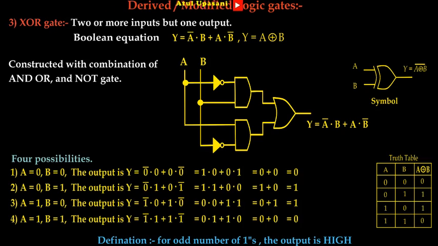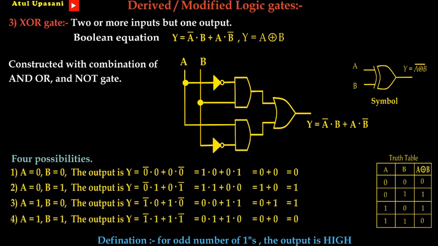Second combination is A equal to 0 and B equal to 1. Then the output will be 0 complement dot 1 plus 0 dot 1 complement. 0 complement dot 1 will be 1 into 1 and 0 dot 1 complement will be 0 into 0. So at the output 1 into 1 is 1, 0 into 0 is 0. So 1 plus 0 will be equal to 1.